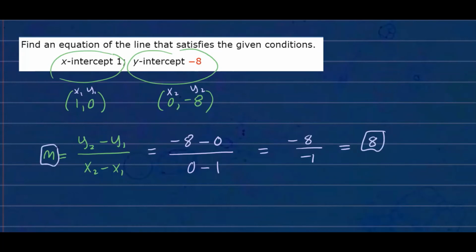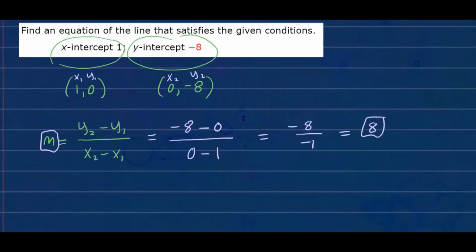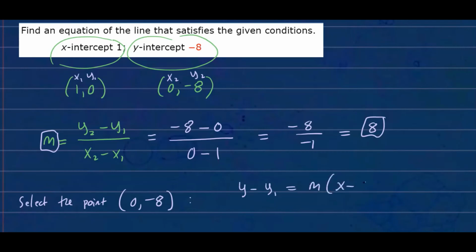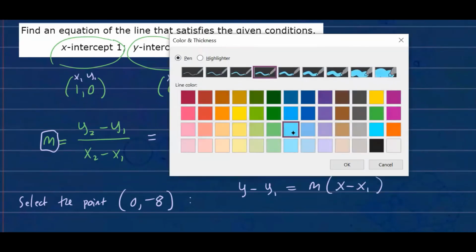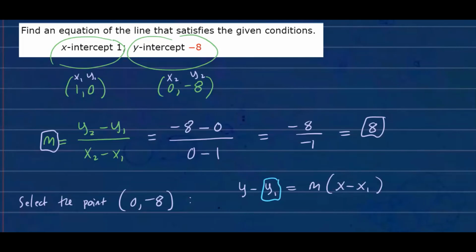Now we're going to select the point to write out the equation. In this one, let's go ahead and select the second point. So we're going to select the point (0, -8). Again, it doesn't really matter which one you select. So we know the point, we know the slope. Let's plug them into y minus y1 equals m times x minus x1. Again, we will be substituting for y1, the y coordinate of the point, m, the slope, and x1.